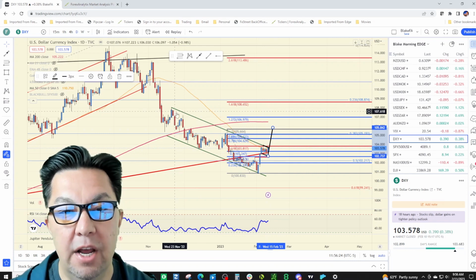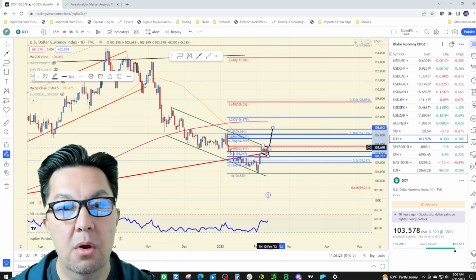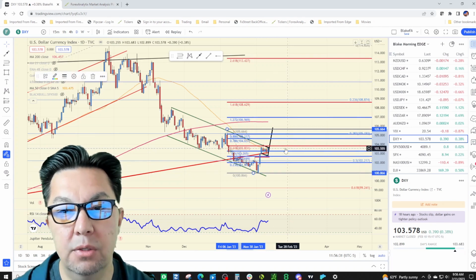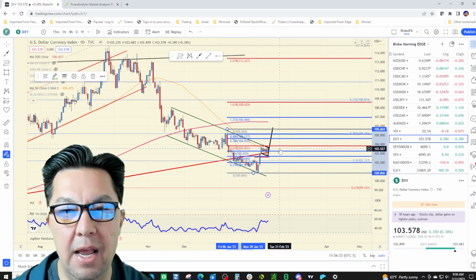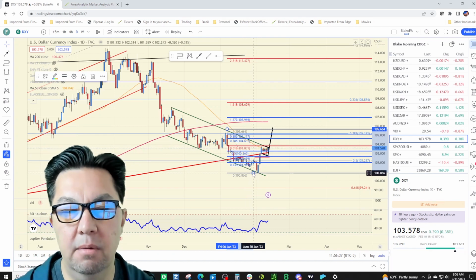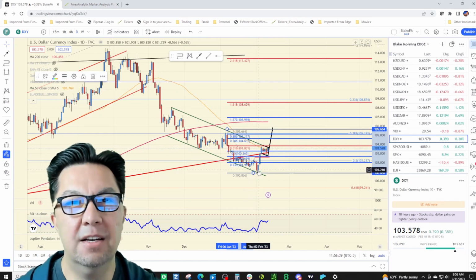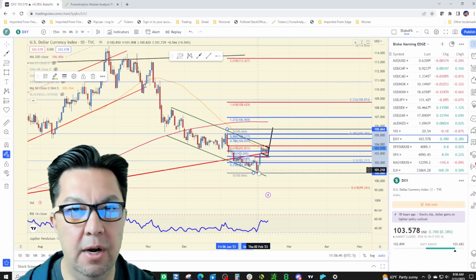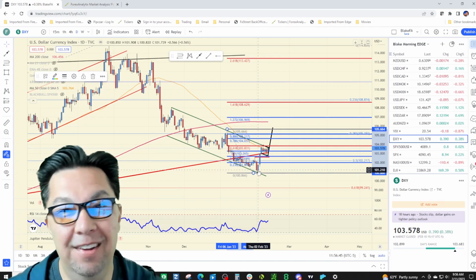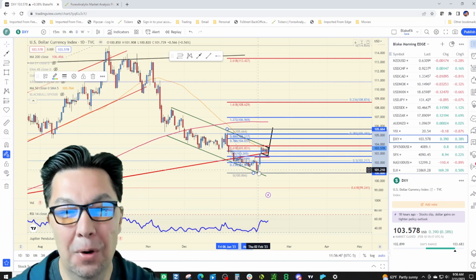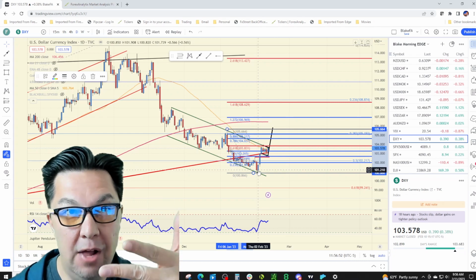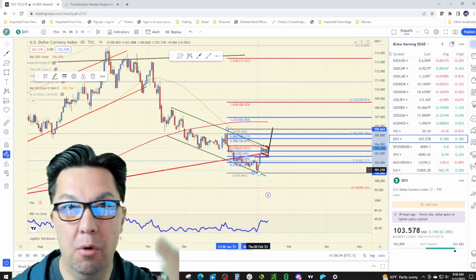But we break channel resistance, that's 2. We break the 618 retracement, that's 3, which the 618 retracement right now comes in right around 103.80 something, 103.83, and it's not drawn perfectly. So roughly, technical analysis is like horseshoes and hand grenades. Close matters, right? So we're okay. Channel resistance, 618 retracement, flag pattern, break above 104, it's bullish.